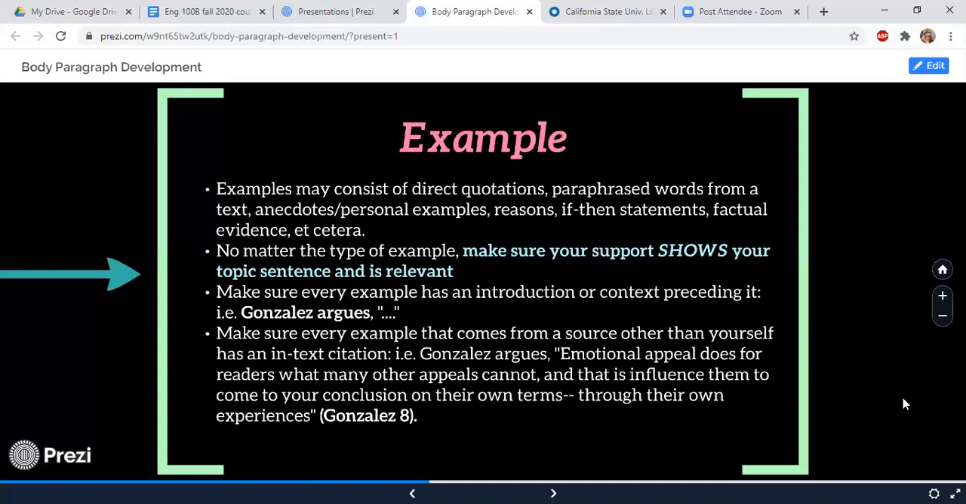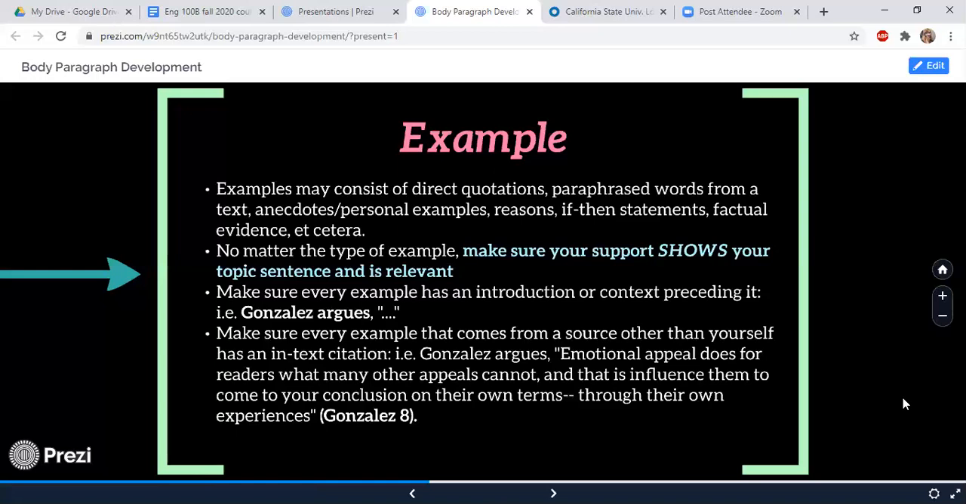And when you're being specific, any reader should be able to understand what you're communicating in terms of how the example relates to the topic sentence, okay? Now, no matter what type of example you use, make sure your support shows your topic sentence and it's relevant. So that's what I was just talking about with being specific. The reader should be able to see how your example relates back to the topic sentence.